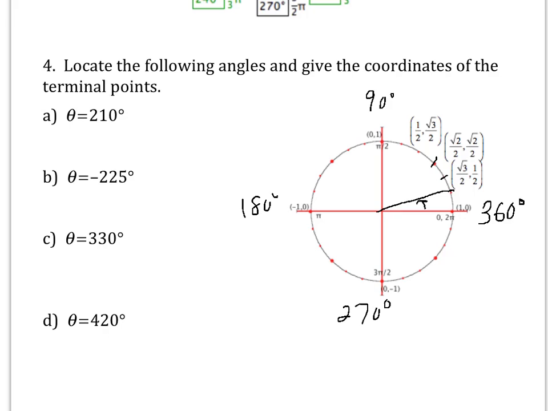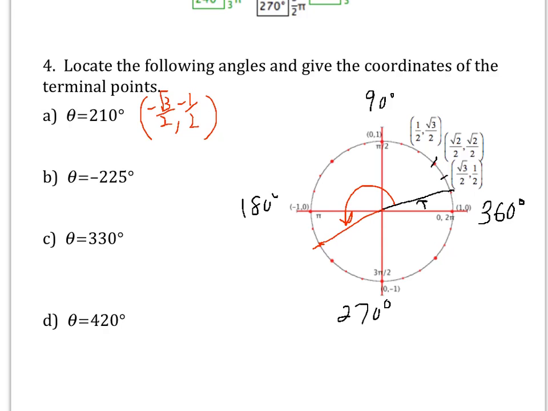For example, where is 210 degrees? Well, it's 30 degrees past 180, so isn't it right there? This is your angle. Your angle goes from here to here, technically. So you're in the third quadrant. Your reference angle would be your 30 degrees, right? It'd be negative radical 3 over 2, negative 1/2.